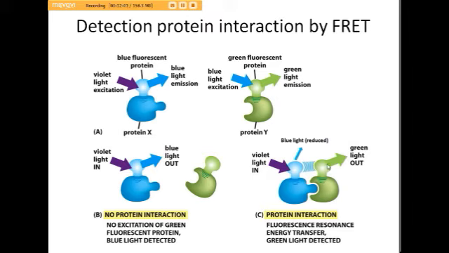So in this system, when X interacts with Y, when shining the violet light, there will be green light coming out because of the FRET between BFP and GFP. Therefore, we can use the occurrence of FRET to detect protein-protein interaction.